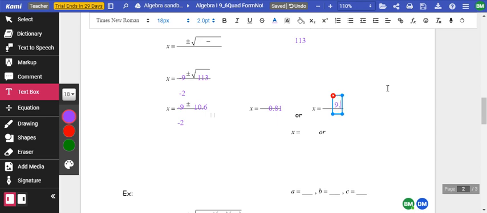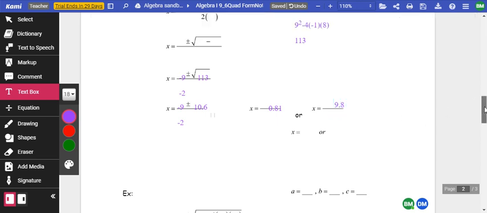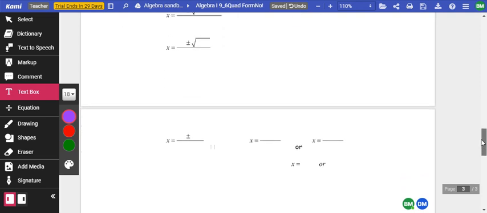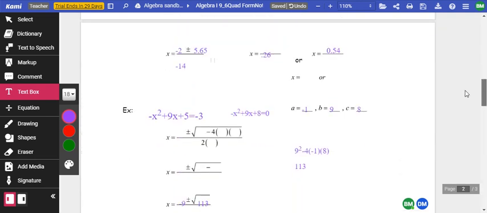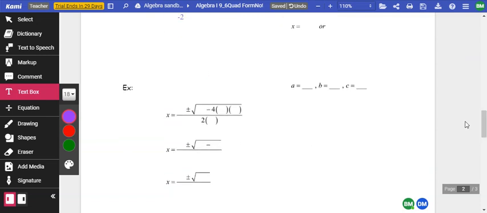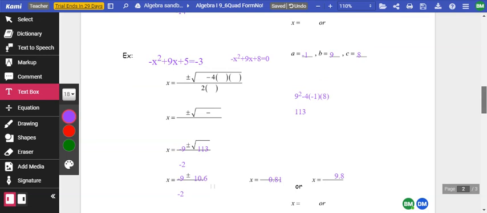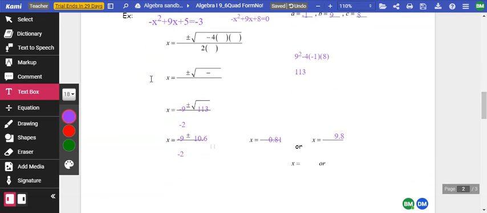Okay, let's look at that discriminant again. I don't have more on here, but we can see that all of our discriminants have been positive. If we get a discriminant that is 0, there's just one answer. If it's negative, there are no answers. We've gotten all positives here, so they've all had two answers.